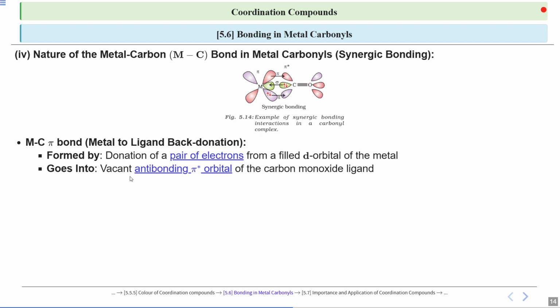So it will go into the vacant anti-bonding or pi star orbital of the carbon monoxide ligand. This filled d orbital of the metal is going to donate its electron to the vacant anti-bonding or pi star orbital of carbon monoxide, which is the ligand. This is often called pi back bonding or back donation, because the metal is giving its electron to the carbonyl anti-bonding orbital. So this is a back donation or pi back bond because of the pi character.